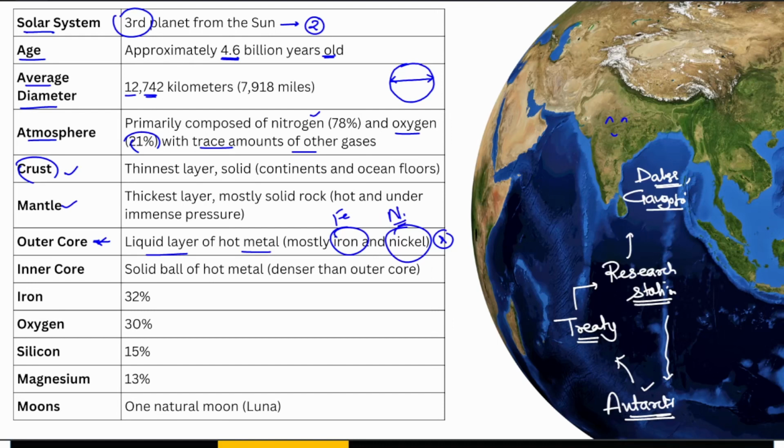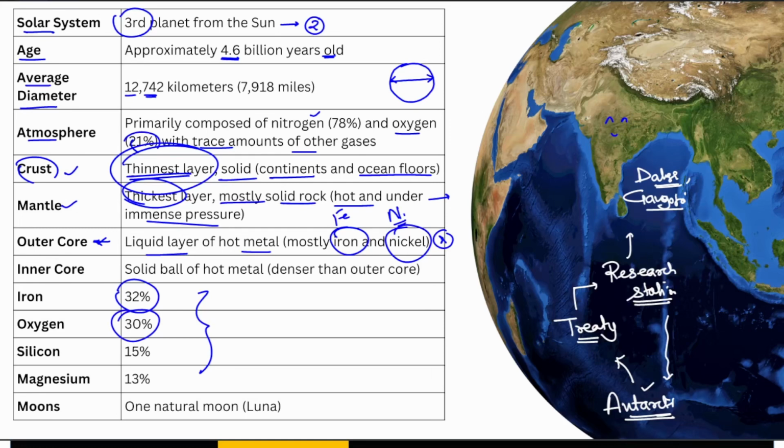Then there is the mantle in between. It is the thickest layer, mostly solid rock that is hot and under immense pressure. This is the layer from which lava also emerges. When we talk about the crust, the layer which we live on, it is the thinnest layer, solid, that means continents and ocean floors. Lastly, the complete composition of our planet: it is mostly made of iron, followed by oxygen, silicon, as well as magnesium.